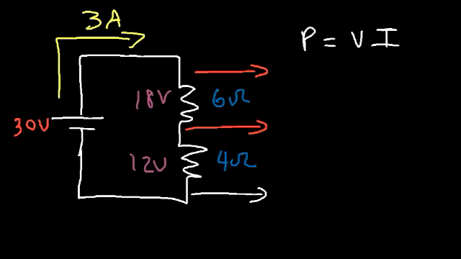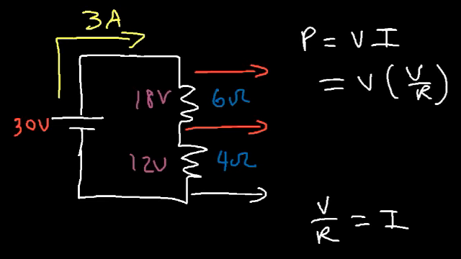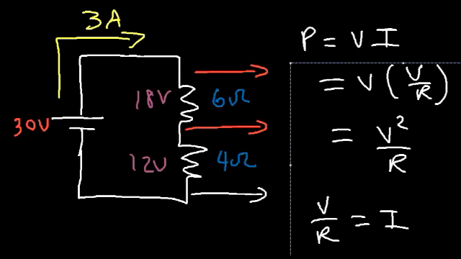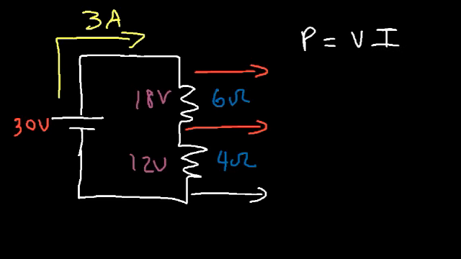Now, since V equals IR, if we solve for I, V divided by R is I, from Ohm's law. So we can replace I with V over R. So another form of the equation is V squared divided by R. So we're going to use the different forms of that equation to calculate the power. So let's find the power delivered by the battery.